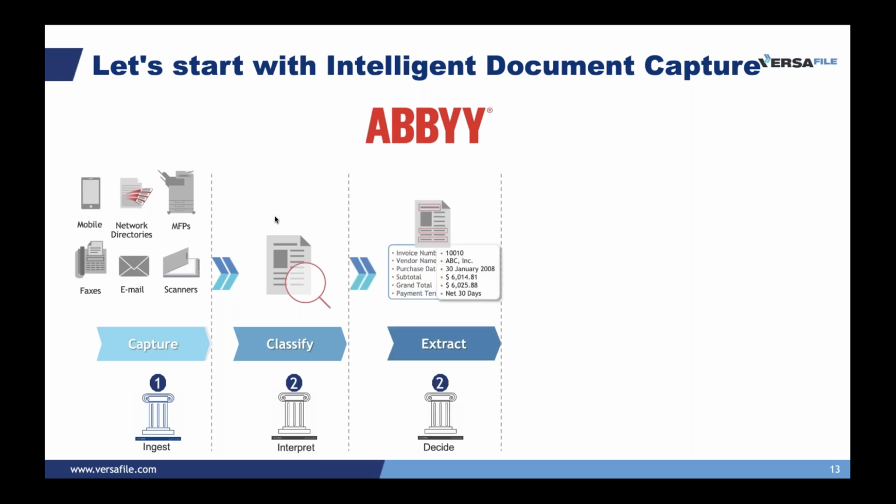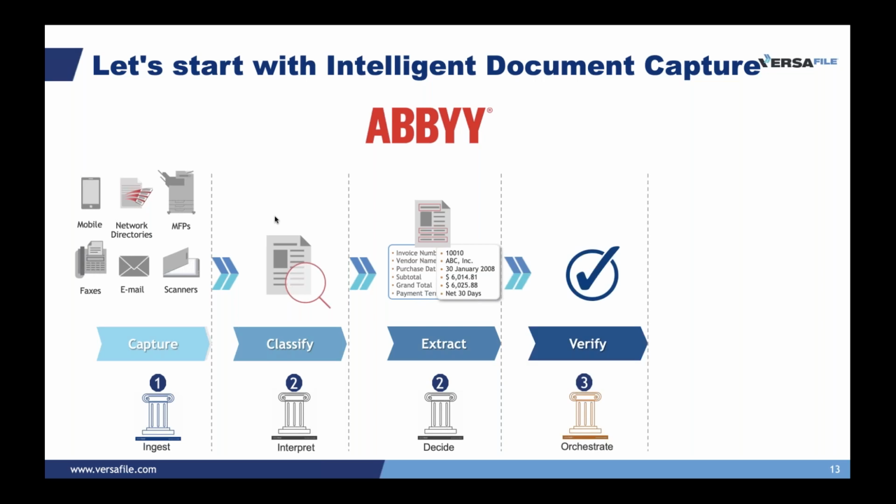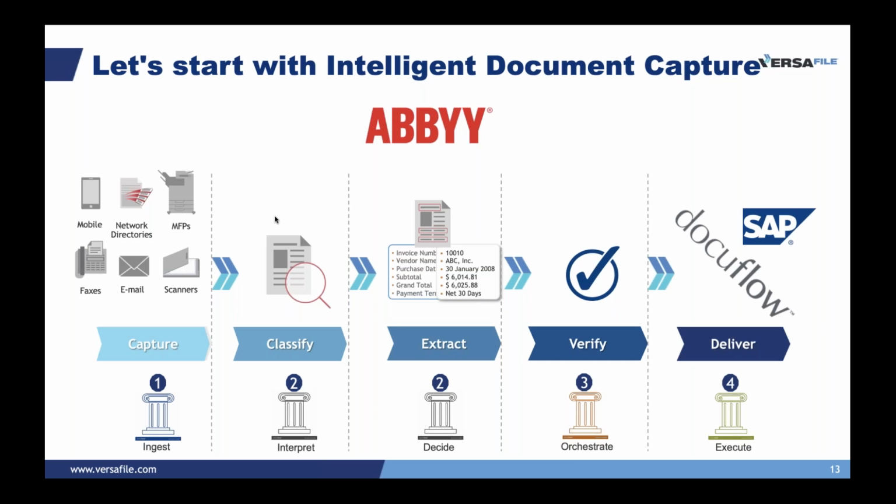Once we classify the document, we can apply extraction rules and patterns to locate and extract key metadata, such as an invoice number, PO number, the total, and even line item details within the invoice. Verification is used to route the low confidence or exception documents for human review and verification. And then finally, the document is exported and delivered to the content repository through docuflow. Let's go ahead and take a look at a demo here.